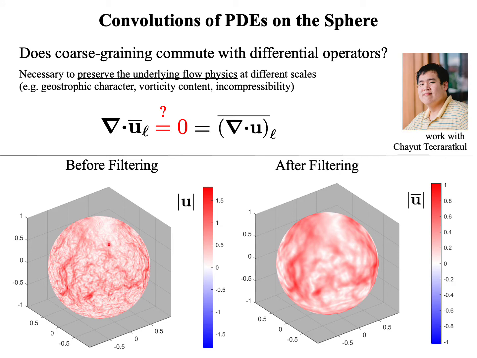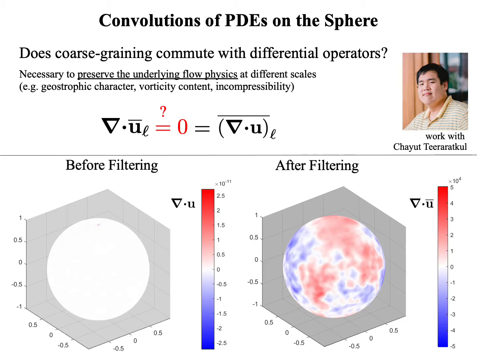To give you an example, this is the flow on a sphere. After filtering, it looks more blurry, as you would expect, but this is naive filtering. You're just averaging in a local region without taking into account the nuances of working on a sphere. To show you the problem, it's divergence-free before, at 10 to the minus 11. After, it's 10 to the 4. Huge errors. You violated the divergence-free property. You've broken it down.